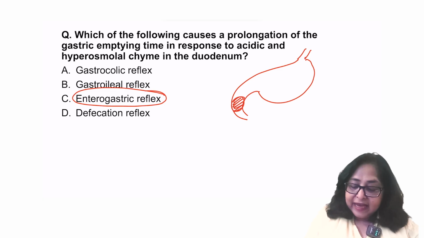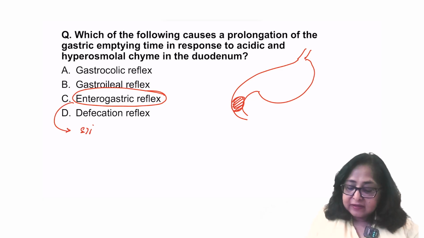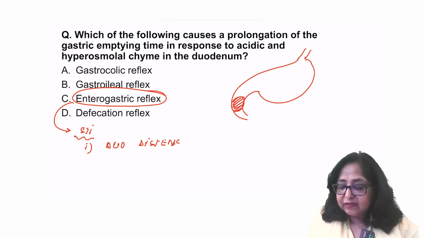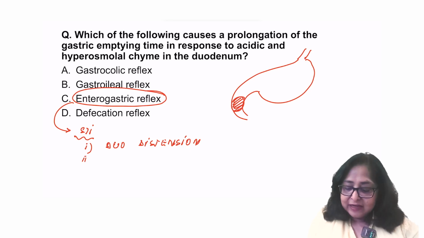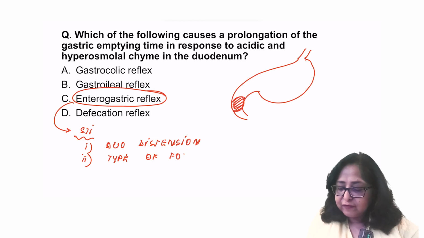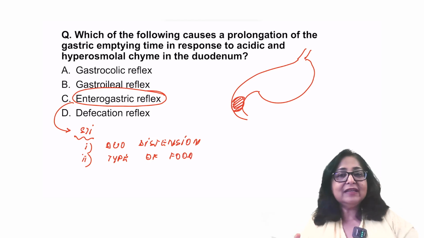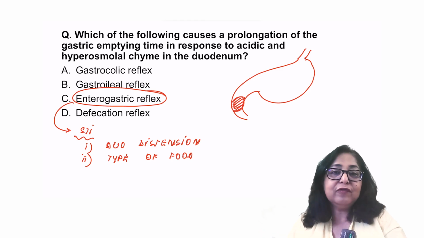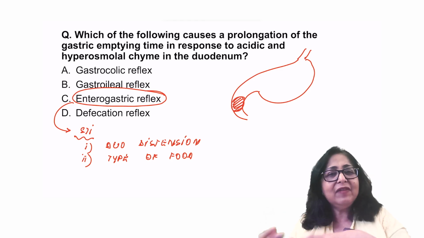Now, in the enterogastric reflex, what are the stimuli? The first one, of course, is duodenal distension, presence of food in the duodenum itself. Then it also depends upon the type of food. A food rich in fats, rich in proteins will cause a greater inhibition of gastric motility as compared to a food rich in carbohydrates. Again, a very common experience.